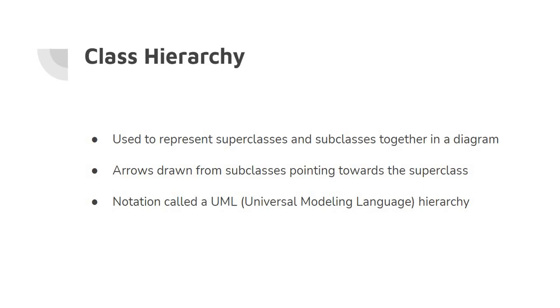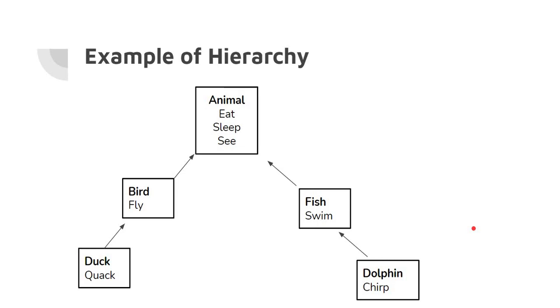Another way for inheritance is a class hierarchy. This is used to represent superclasses and subclasses together in a diagram. Arrows are drawn from the subclasses pointing towards the superclass, showing that they are extending it and inheriting from it. This notation is called a UML, Unified Modeling Language, hierarchy. Here's an example of a hierarchy. You have the main class, which is Animal. It has the methods eat, sleep, and see.